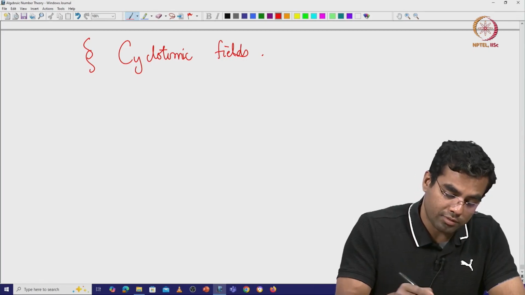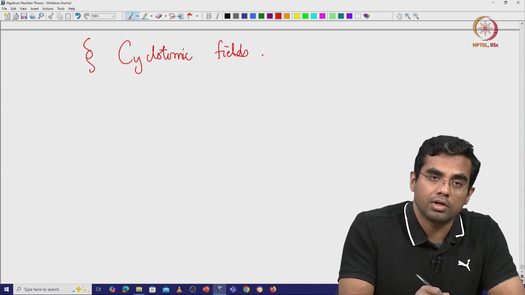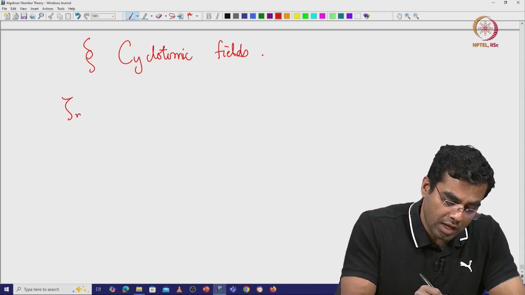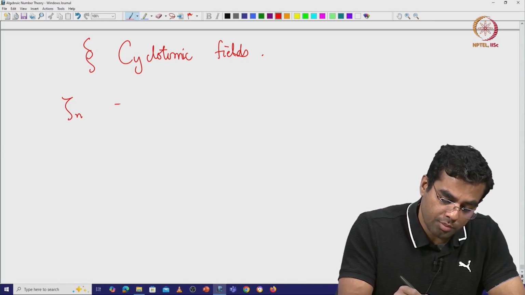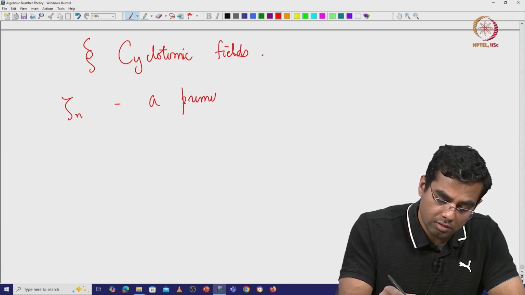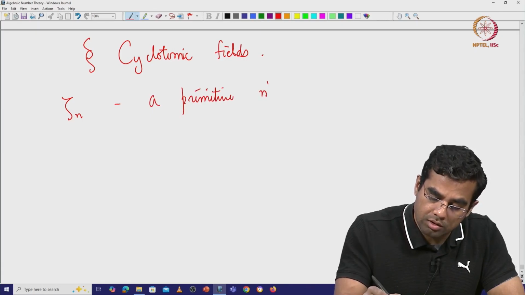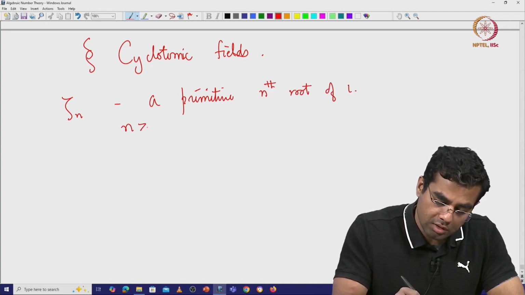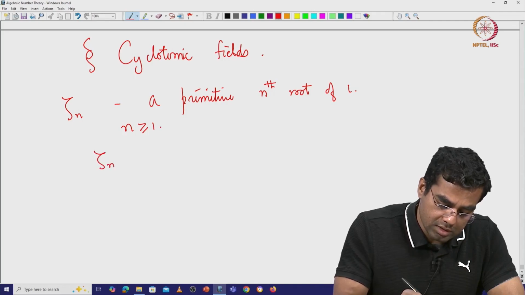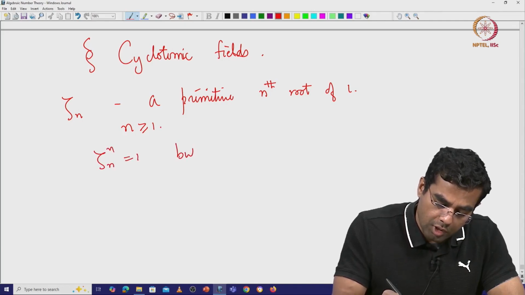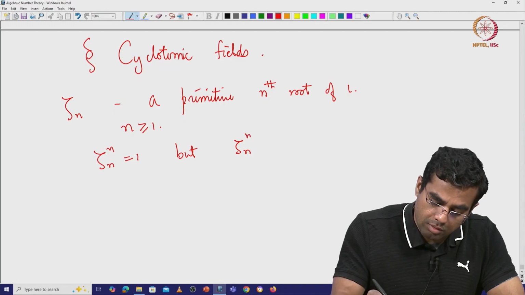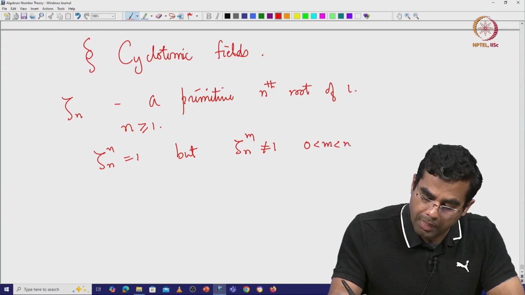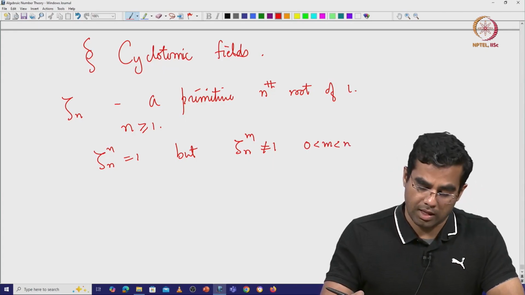So, let me define formally what it means. Remember we are always working inside the complex numbers. So, zeta n denotes a primitive nth root of 1, where n is bigger than or equal to 1. What does primitive mean? Zeta n to the n is 1, but zeta n to the power m is not equal to 1 for all positive integers m less than n.